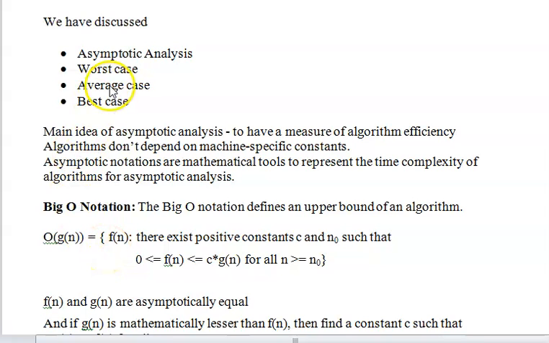We have seen these topics: asymptotic analysis, worst case, average case, and best case. The main idea of asymptotic analysis is for measuring the algorithm efficiency or the time complexity of an algorithm. We have seen that an algorithm doesn't depend on machine or machine time. Asymptotic notations are mathematical tools for representing time complexities of algorithms.